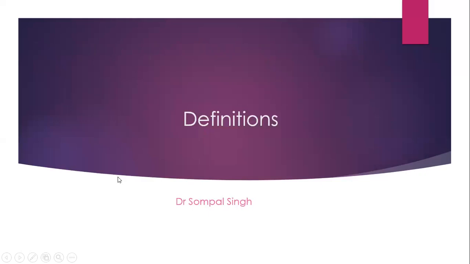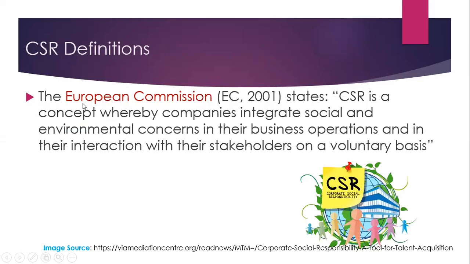So, let us see definitions of CSR. The European Commission states that CSR is a concept whereby companies integrate social and environmental concern. So it is both social and environmental concern in their business operations and in their interaction with their stakeholders on a voluntary basis. Although the word voluntary is here, in various nations there are national laws which state that CSR is mandatory when the profit of a firm is beyond a specified limit.